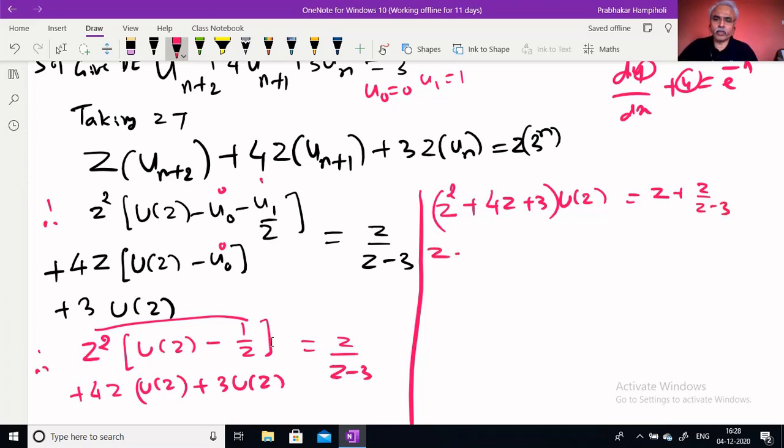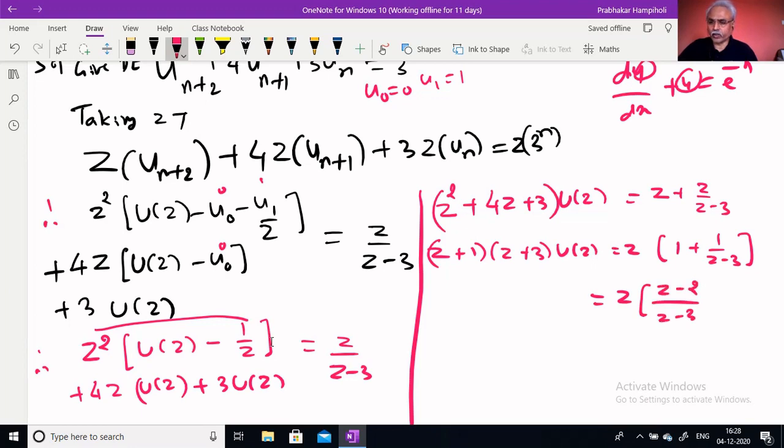So factorization of this is z plus 1, z plus 3. And right hand side, if you take z common and simplify, 1 plus 1 by z minus 3 looks like this. Z into z minus 3 becomes z minus 2 upon z minus 3. So we are after u of z. So the left hand side was therefore z plus 1, z plus 3 u of z.